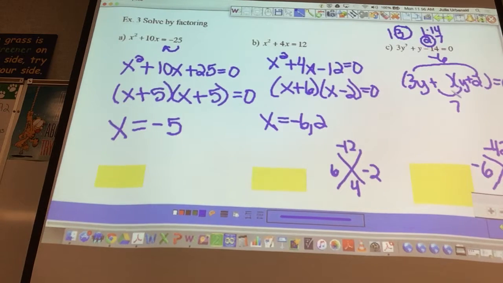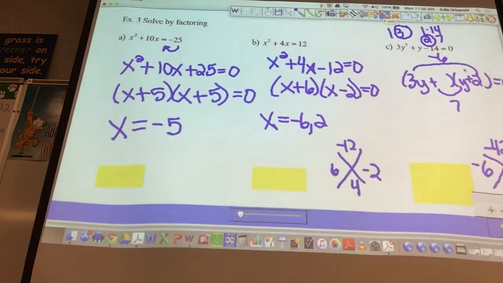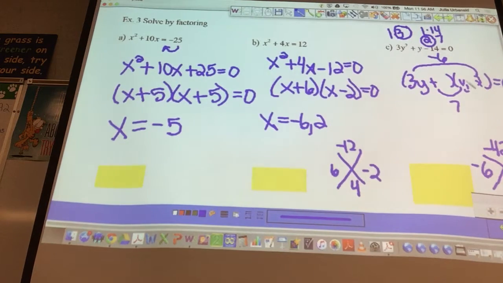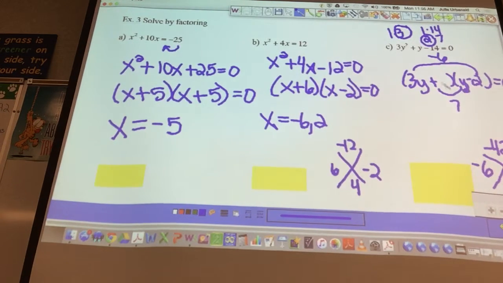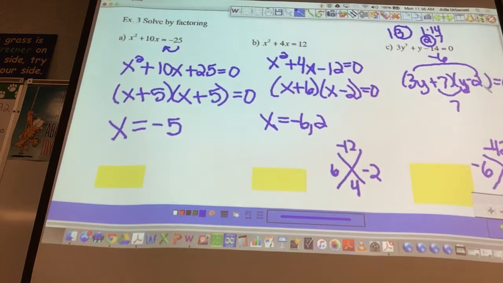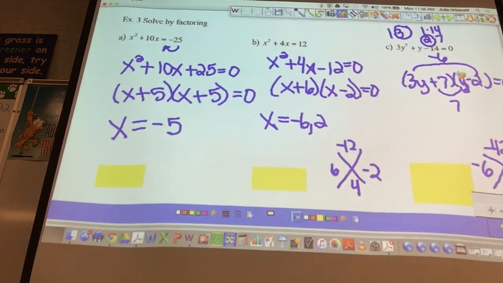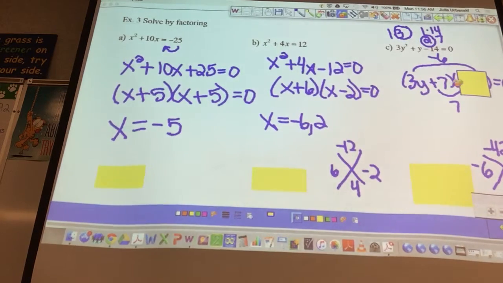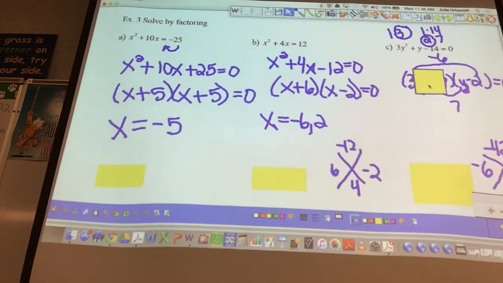Wait, no, something happened. Does that mean negative 6? That should have been a negative 2. Plus 7? Yes, it's minus 2 and it's plus 7, because we needed a negative 6. We'll do a couple more like that. And then this one would just be positive 2.